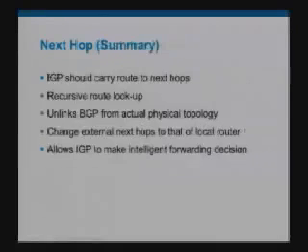Summary of all that: the IGP should carry the route to the next hops. We use recursive route lookups, again with the loopback and so forth. The IGP looks up the loopback, how to get there. We unlink BGP from the physical topology. We change external next hops to be that of the local router, and we let our IGP make the intelligent forwarding decision. BGP was never ever designed to be a fast-moving, agile routing protocol.